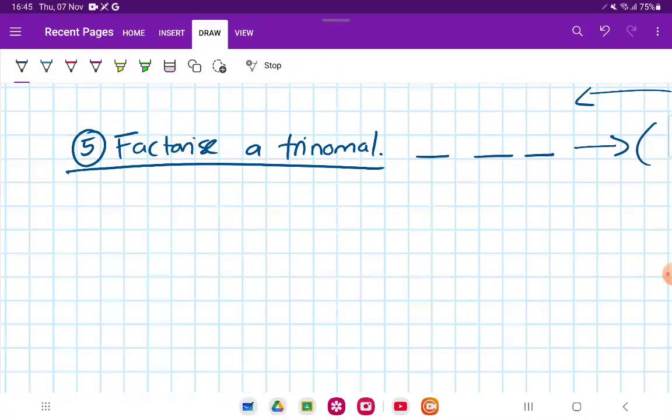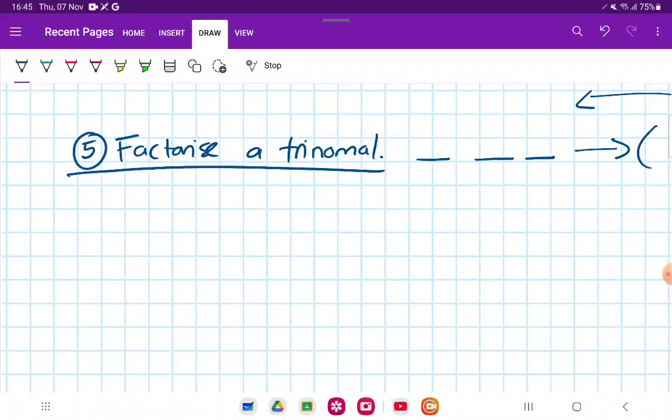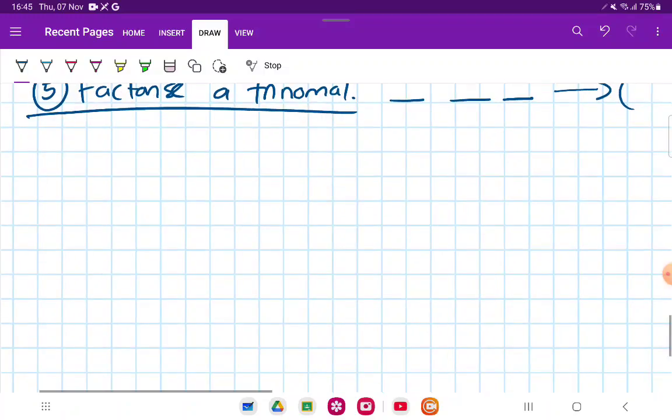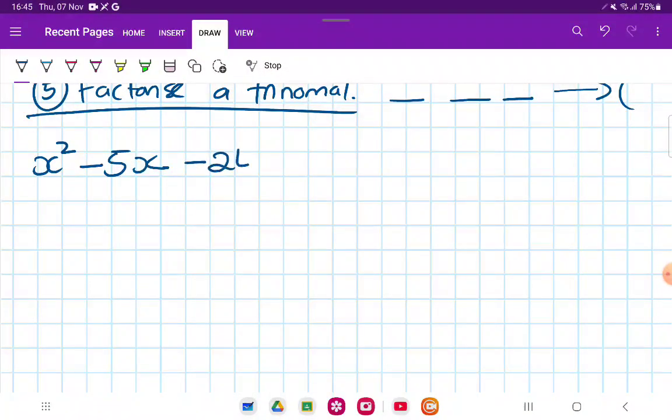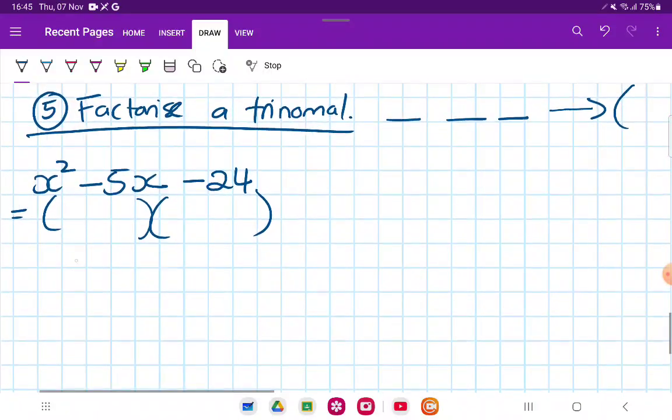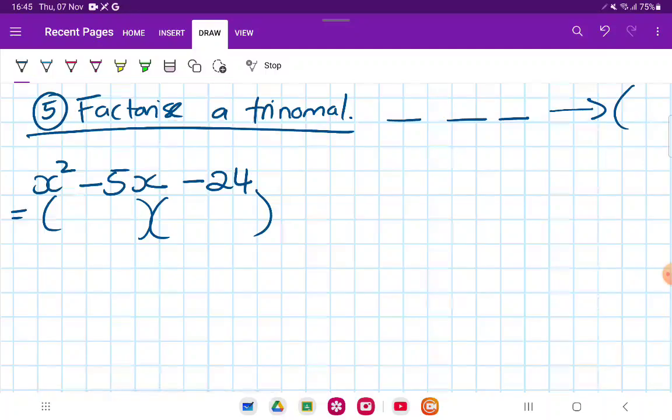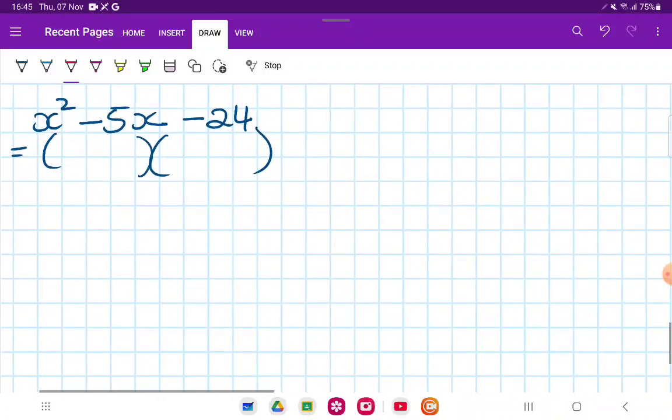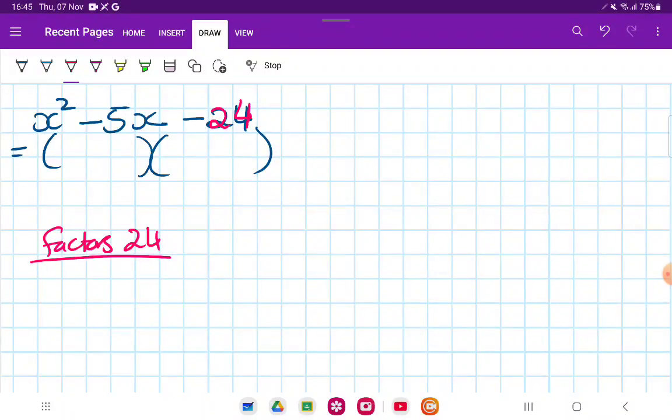Okay, so let's start with a question. What if I gave you, let's say, x squared minus 5x minus 24. I want you to give me 2 brackets. And then eventually I want you to tell me how each one factorizes, right? So I don't know if you remember the steps, but we are first going to say, what are the factors of 24? When you're doing this, I want you to ignore the signs.